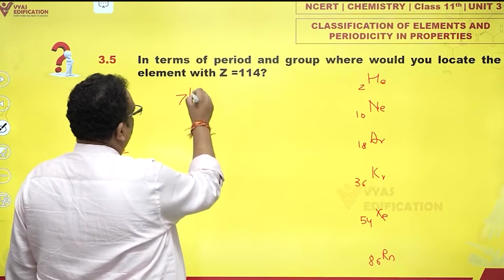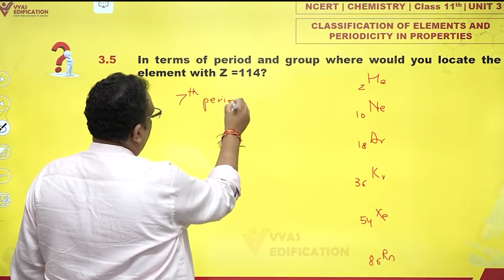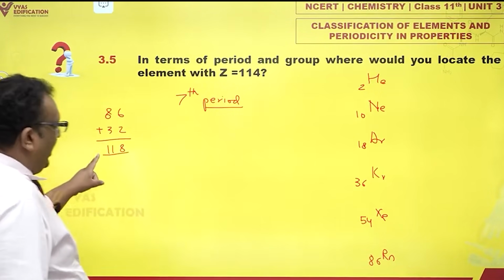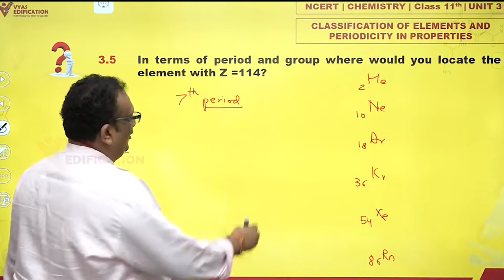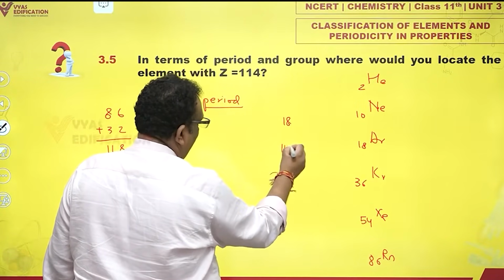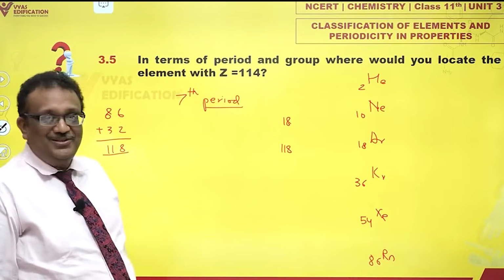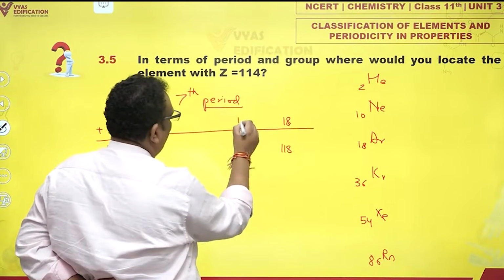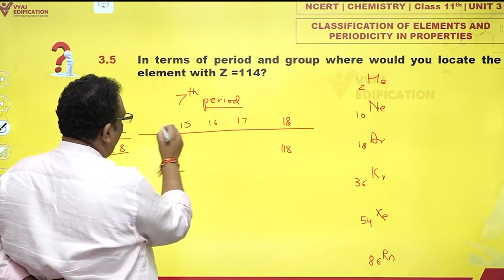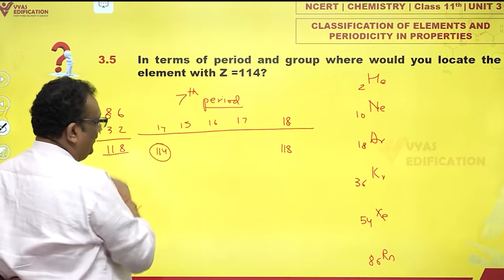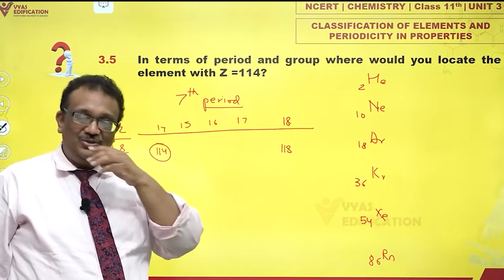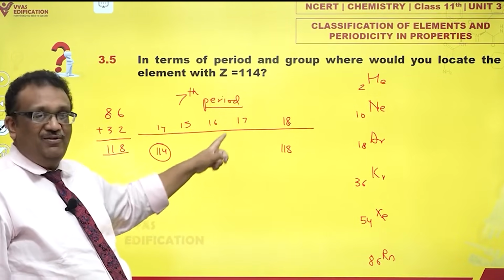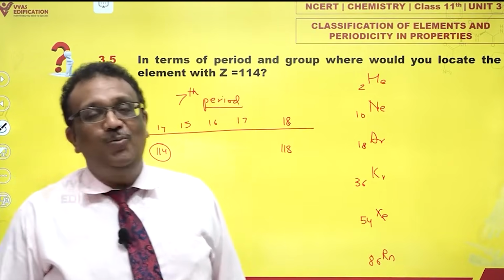So, 7th period. This is fixed. One more thing. 118 is the next noble gas. Group 18, 118. Oh wow, this looks pretty cool. Yes. If group 18 is 118, group 17, 16, 15, 14 would be 114. Can you see this is falling so closely? So 114 would be group 14, 115, group 15, 116, group 16, 117, group 17, 118, group 18, noble gas.